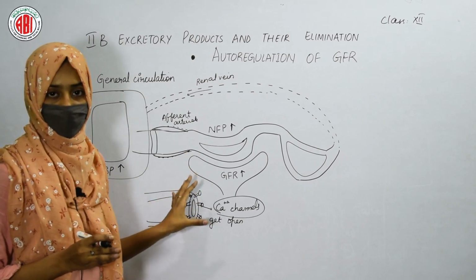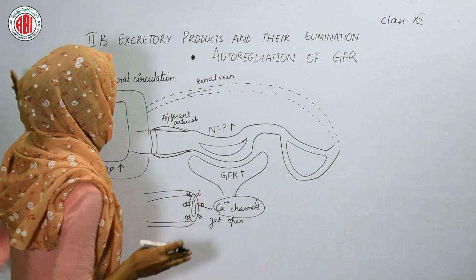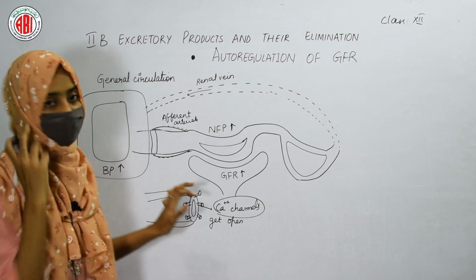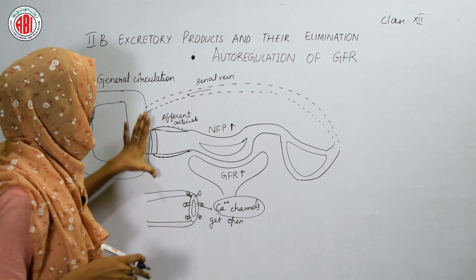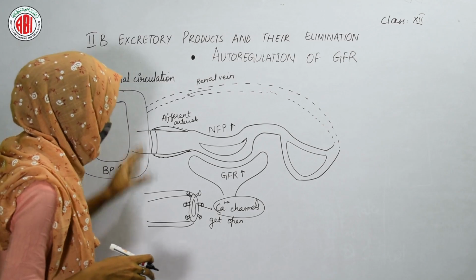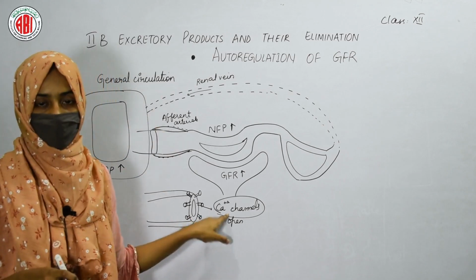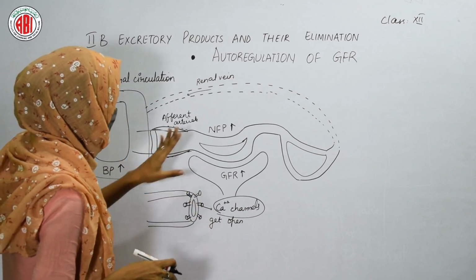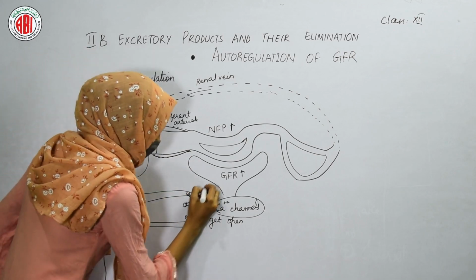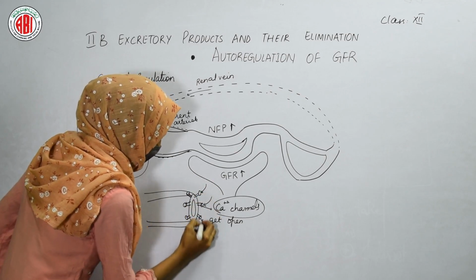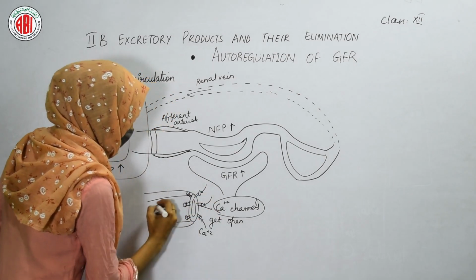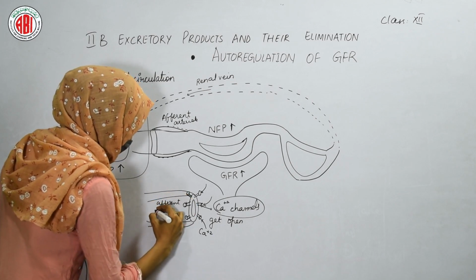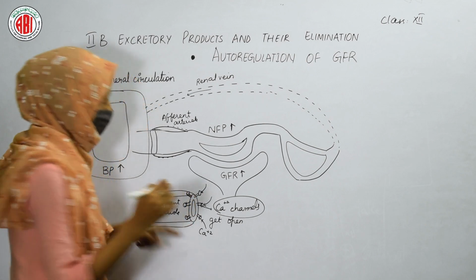They don't get open. But as pressure is exerted on the walls of the efferent arteriole, when the blood pressure is high, the stretching of the efferent arteriole takes place, and due to the stretching, these calcium channels which are present in the walls of the efferent arteriole get open. Now, when these channels get open, the calcium that is present outside can easily enter into the walls of the efferent arteriole, and we should know the function of calcium.